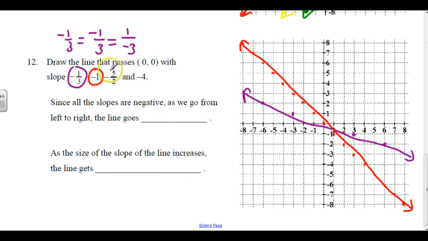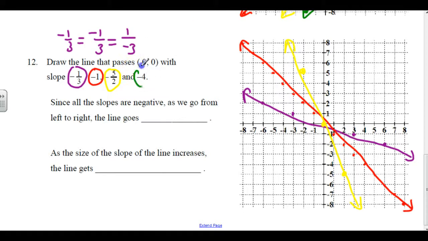And -5 halves. Starting at 0, 0, go down 5: 1, 2, 3, 4, 5. Right 2. And we can also go up 5, left 2. And there's a nice yellow line.